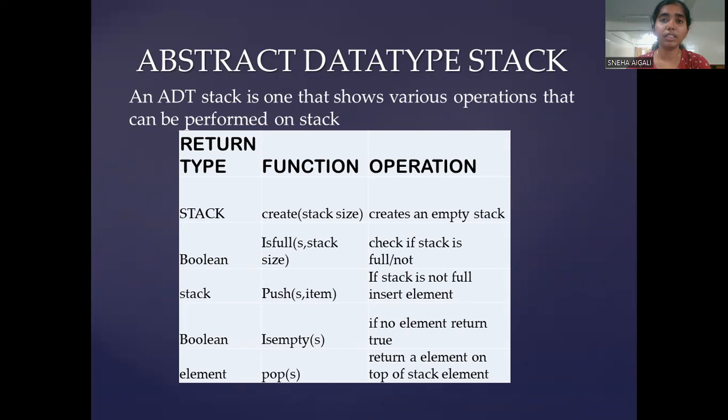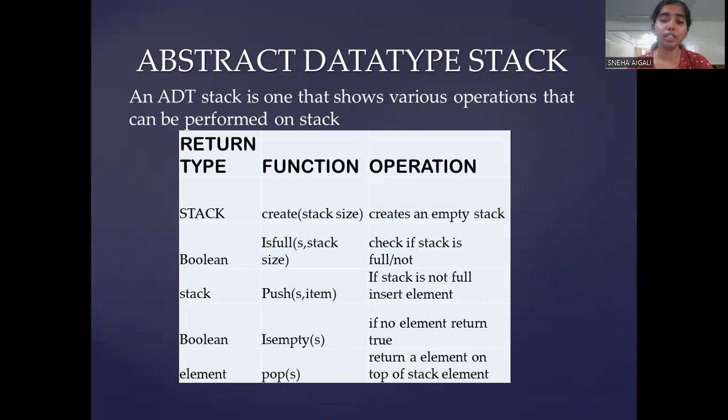It returns the stack with the new element inserted. Then the next function is the empty function. It is used to check if no element is there in the stack. If no element is there, then it returns true, or else it will return false. It consists of the empty keyword followed by braces, which consist of the stack name. It returns a Boolean value, that is true or false.